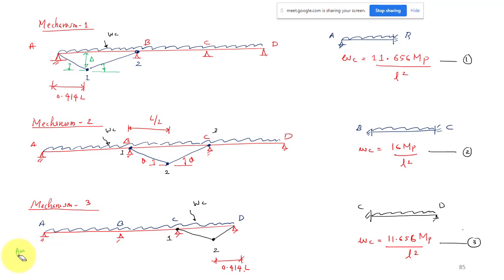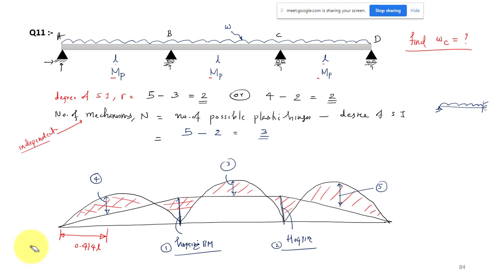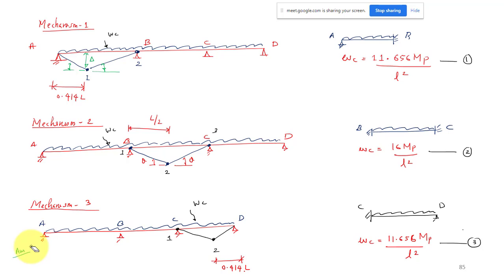Finally we have to find the collapse load for this given continuous beam. So that is the collapse load, which is equal to 11.656 MB by L square. This is the least value. 1 and 3 are the same, so the least value is 11.656. This is the least value collapse load. Here I have written the collapse load in terms of kilonewton per meter.